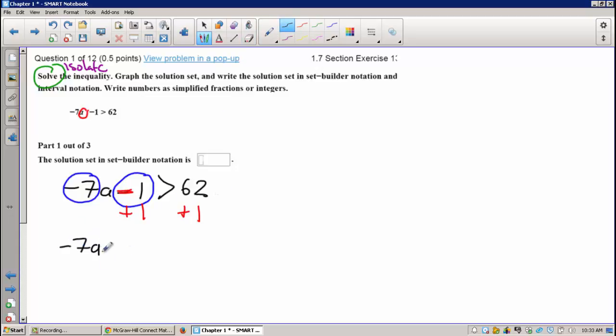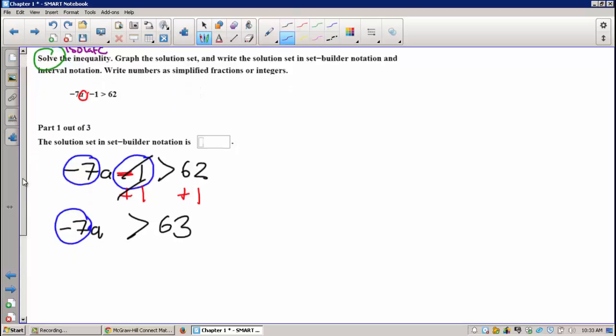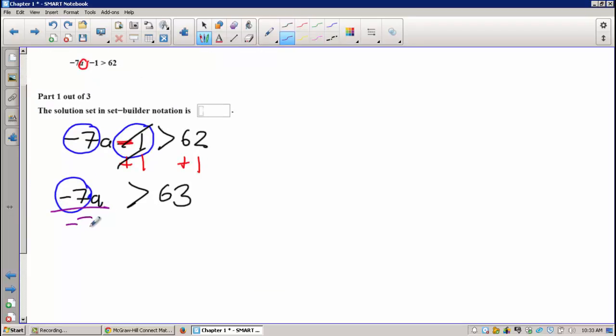Minus 7a, they cancel, you see. 61 plus 1, 62 plus 1 is 63. And there is still one more guy. We need to get A by itself, remember? This time it's in front and it's multiplying our number. And how can I get rid of this? We divide both sides by negative 7.